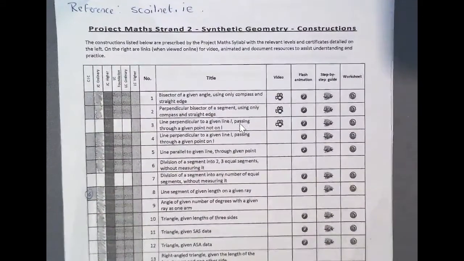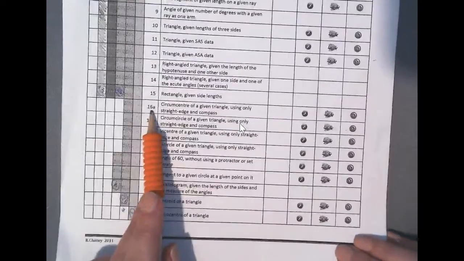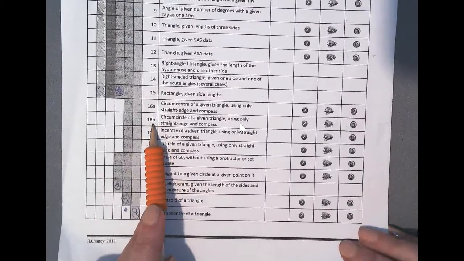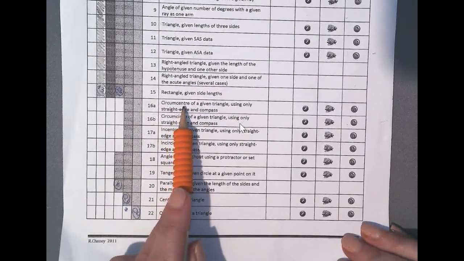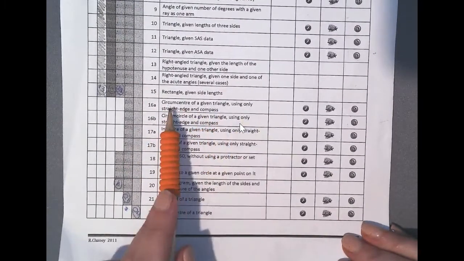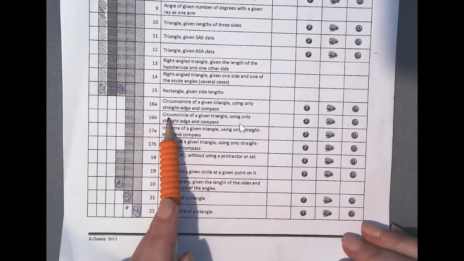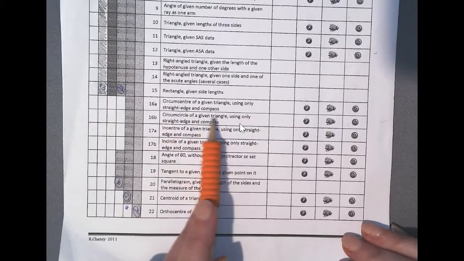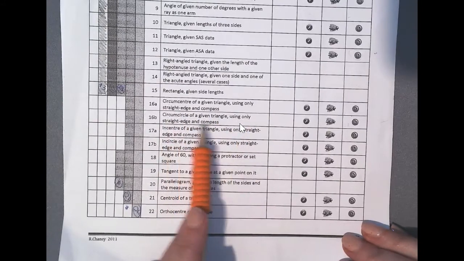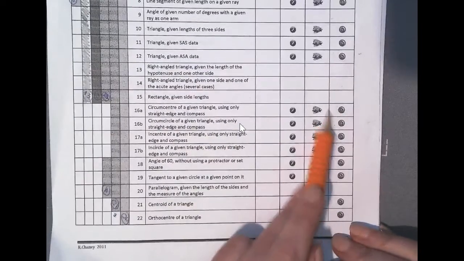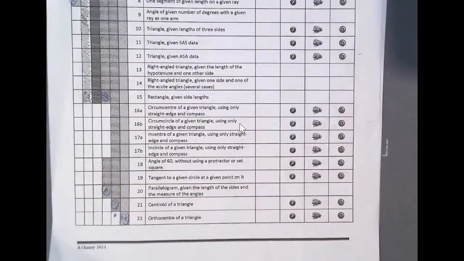Okay, so the next construction we're going to do is 16a, and I'm going to do 16a and 16b together, because they're related. So it's the circumcenter of a given triangle using only a straight edge and a compass. So circumcenter, and 16b, the circumcircle of a given triangle using only the straight edge and compass. I'm going to do the two of them together now, and I'm going to use the worksheet from SQLnet as we've been doing all along.